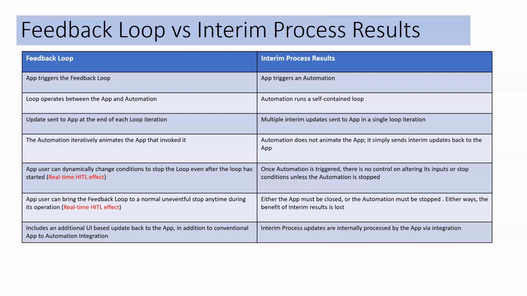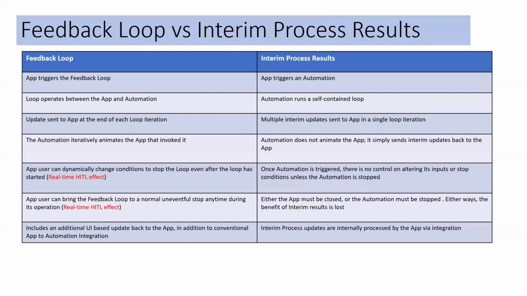In the feedback loop, the loop operates between the app and the automation. The app calls the automation, the automation calls back to the app, the app calls the automation, and the process repeats. But in the interim results process, once you give the conditions, the automation starts executing self-contained logic, and you do not have the ability to stop it. Once you kick off the automation, it runs. You don't have the ability to intervene.